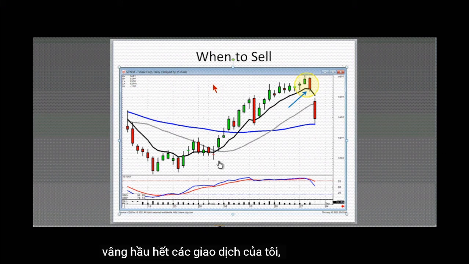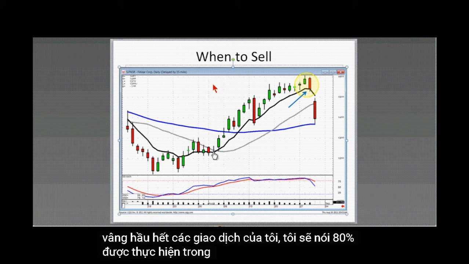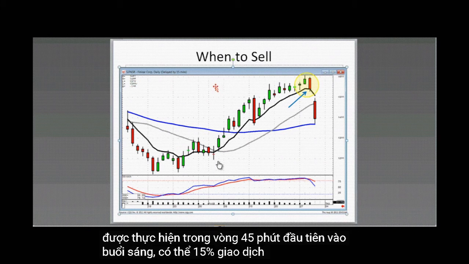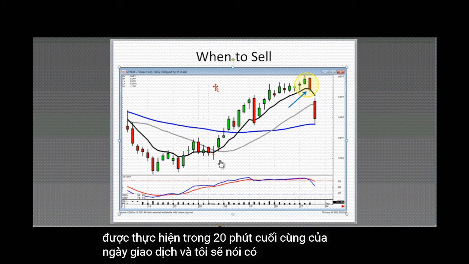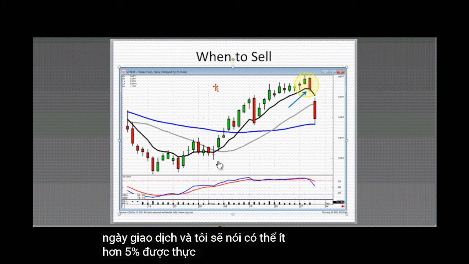Most of my trades, I would say 80% are probably done within the first 45 minutes in the morning. Maybe 15% of my trades are done in the last 20 minutes of the trading day, and maybe less than 5% are done during the middle part of the day.